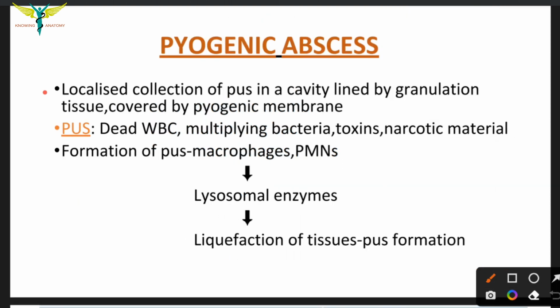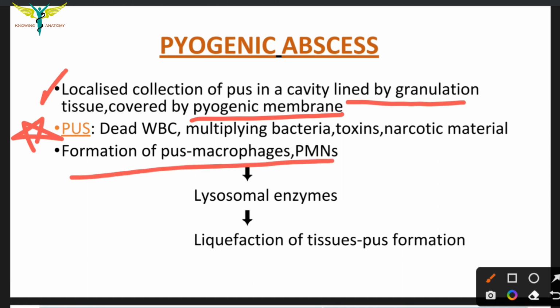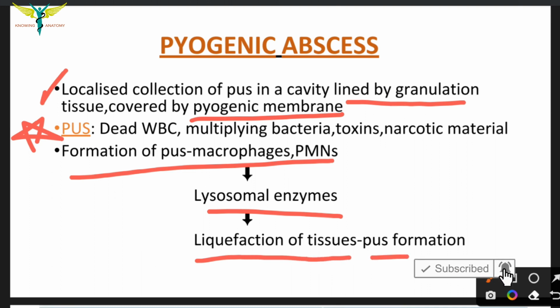Pyogenic abscess. As the name indicates, pyogenic. It is a localized collection of pus in a cavity which is lined by granulation tissue and covered by a pyogenic membrane. So this is the definition of the pyogenic abscess. So what is pus? Pus is a collection of dead WBCs, multiplying bacteria, toxins and necrotic material. In the pyogenic abscess, macrophages and polymorphonuclear cells lead to production of lysosomal enzymes, which cause liquefaction of the tissues and pus formation.